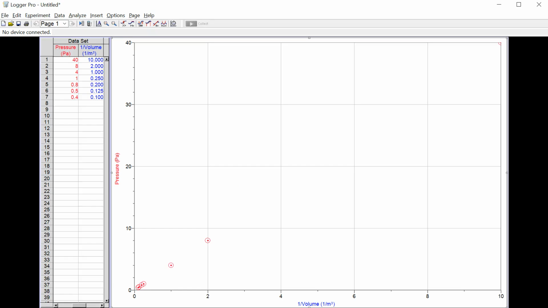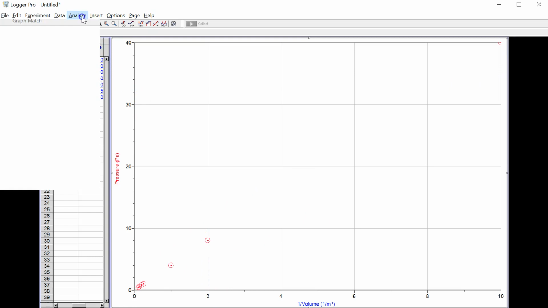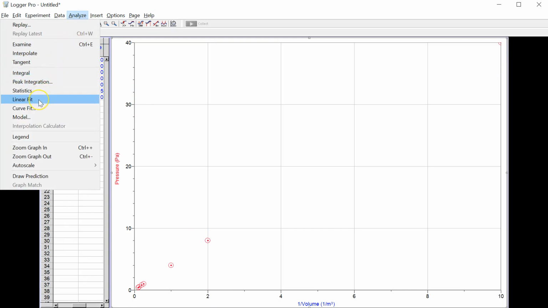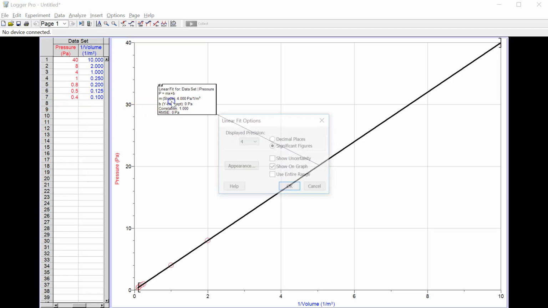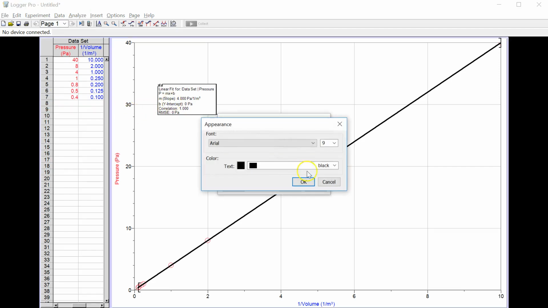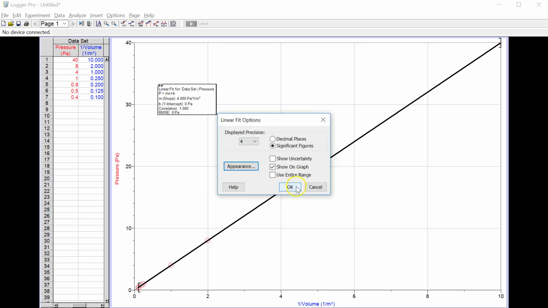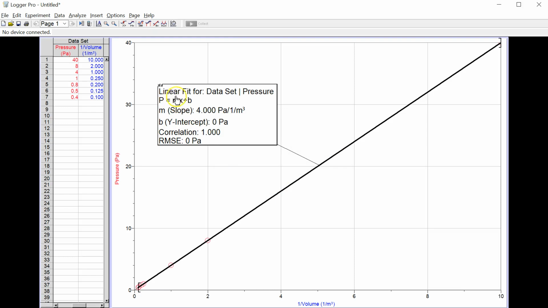So if I go over to Logger Pro, well, there's nothing written in there. So what I do is I go under Analyze and Linear Fit, because it does look like a straight line now. And boom, now I get this here. See if I can make this a little bit bigger. I'll switch the appearance so that the font's larger. Okay, so here it says linear fit for dataset pressure, that's what they've called it. P is equal to mx plus b, where P is the pressure. Now the slope is 4.